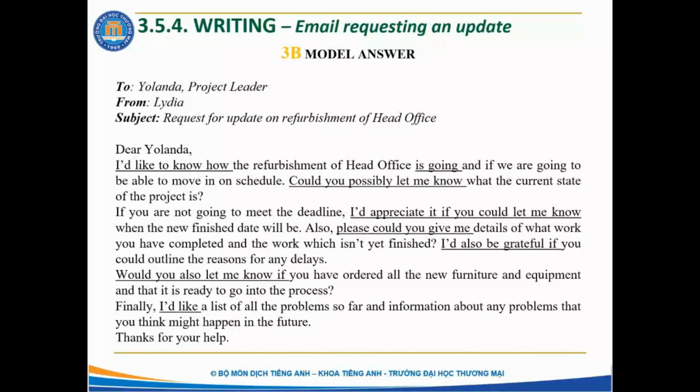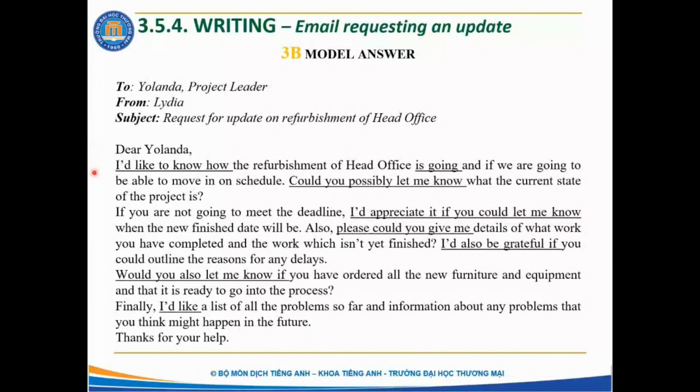Now please have a look on the screen for the model answer. So as you can see here, the letter was written by Lydia and it was sent to Yolanda, the project leader, and the subject is Request for Update on Refurbishment of Head Office. Now let's read the email together.